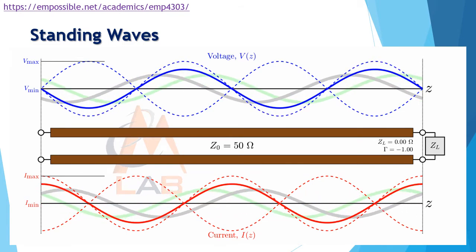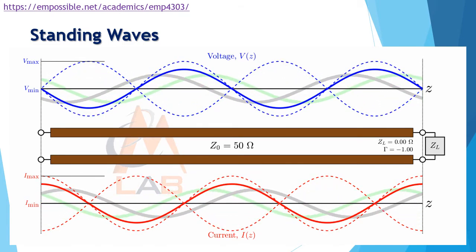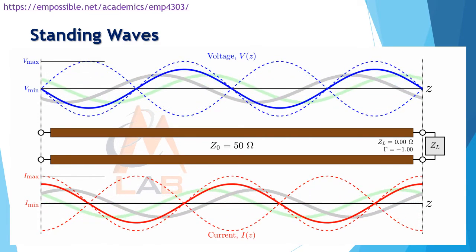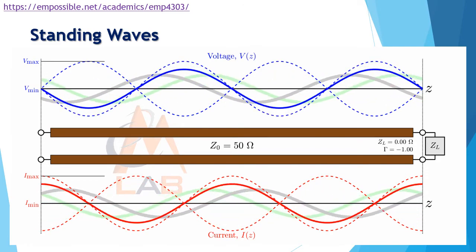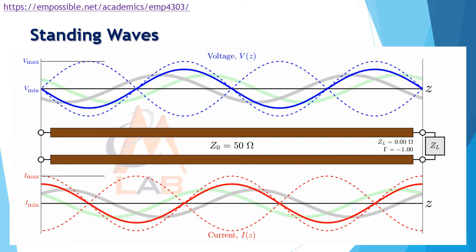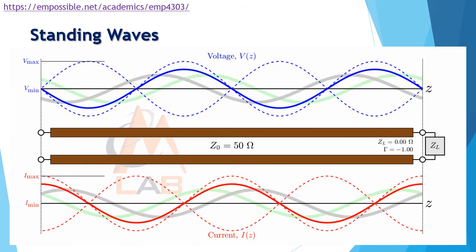So the reflection coefficient in this case is -1. Remember, the formula for reflection coefficient is Z sub L minus Z sub O divided by Z sub L plus Z sub O. So we have 0 minus 50 is -50, divided by 0 plus 50. It's just equal to -1.